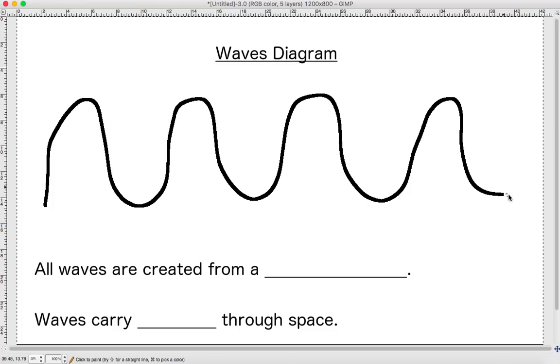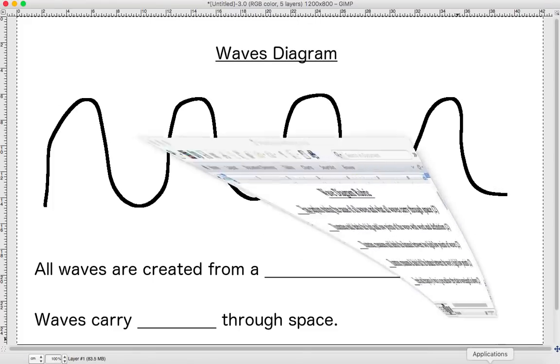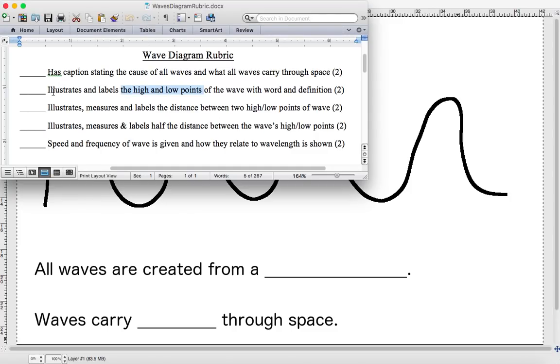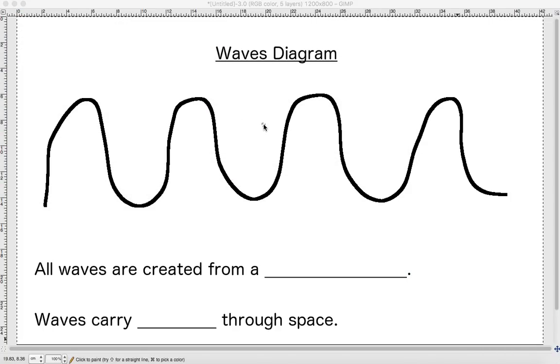You could also use Google Documents to make one of these. Okay, so I've made my illustration. Now I want to label the high and low points. Here's a high point of a wave right here. You want to label this. And here's a low point of the wave right here.